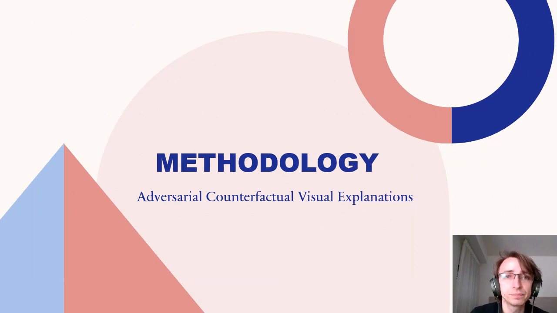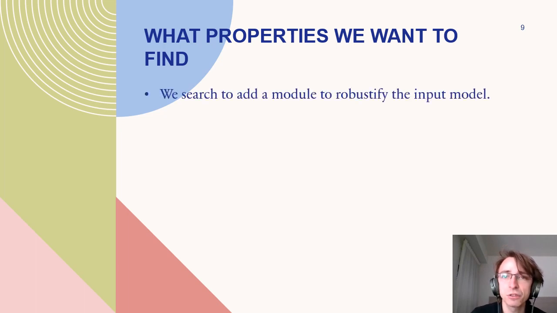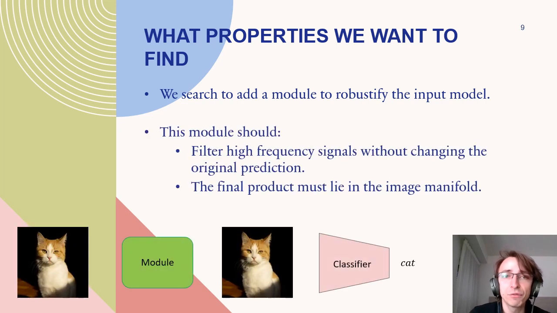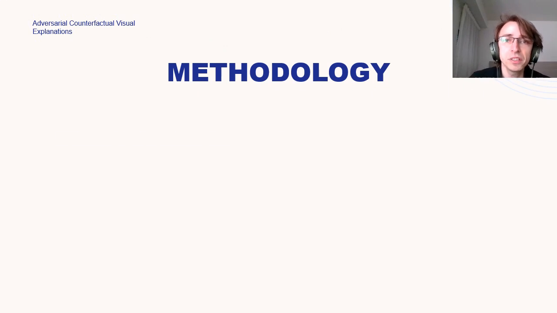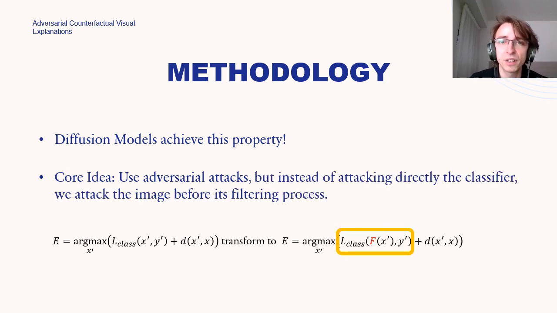Following with the methodology, we seek to robustify the model without changing its weights. This model that we're going to add at the beginning of the classifier should filter high frequency signals without changing the original prediction. And the final product must lie in the data manifold, such as in the example. We notice that diffusion models achieve this property if used properly. The core idea is then to use adversarial attacks, but instead of computing the gradient of the classifier directly, we compute them through the DDPM classifier module.